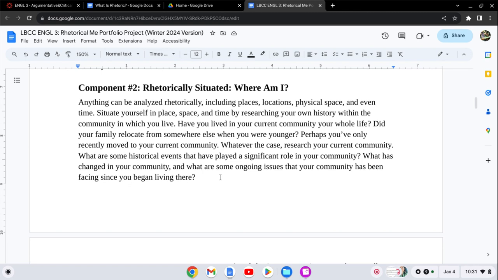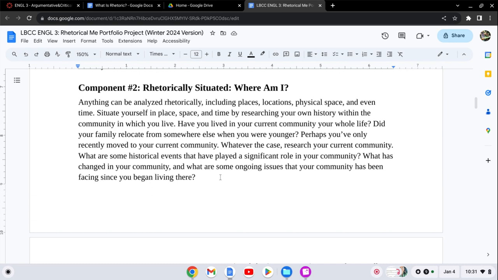Have you lived in your current community your whole life? Did your family relocate from somewhere else when you were younger? Perhaps you've only recently moved to your current community. Whatever the case, research your current community. What are some historical events that have played a significant role in your community? What has changed in your community? And what are some ongoing issues that your community has been facing since you began living there?